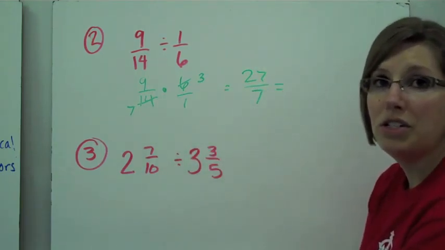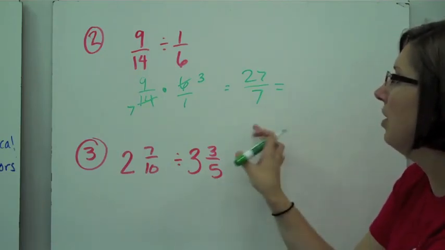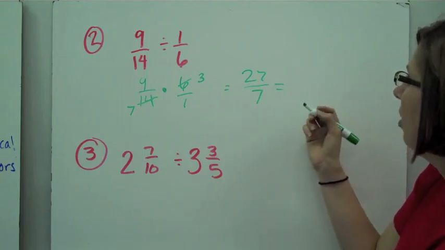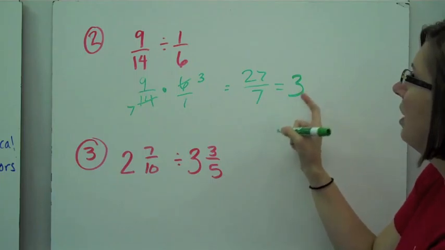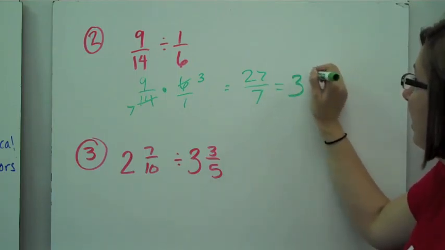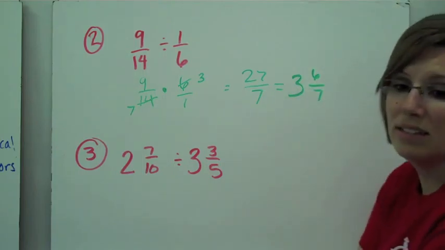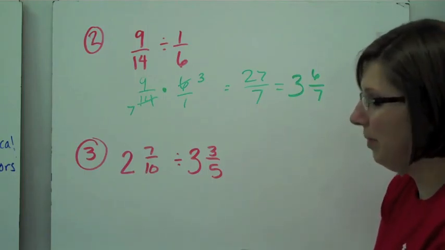Now I'm just going to change this improper fraction to a mixed number. I ask myself, how many times does 7 go into 27? It goes in 3 times. 3 times 7 is 21. So I would have 6/7 left over. All right, let's try another one.